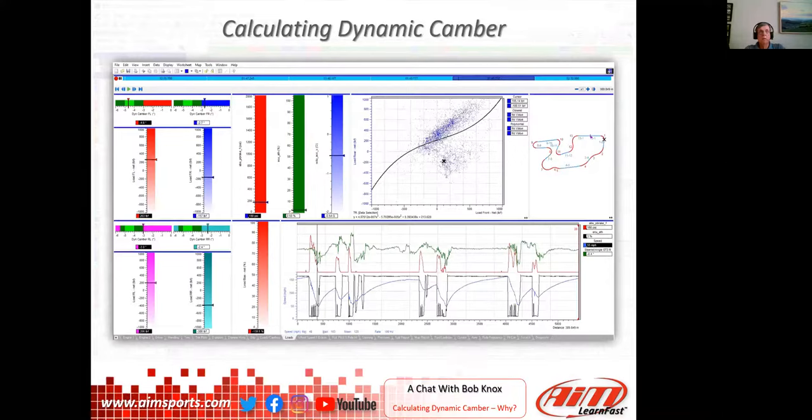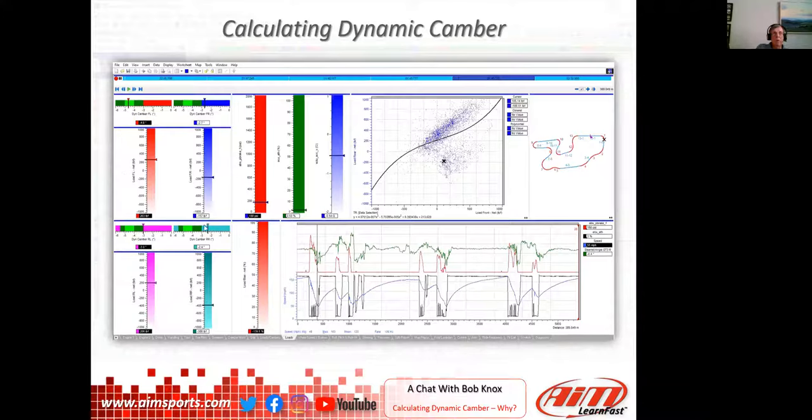Very cool. Okay. This is one of my workbook pages. And what I want you to look at is over on the left side. You see two horizontal bars at the top, and then about halfway down, you see two more horizontal bars.